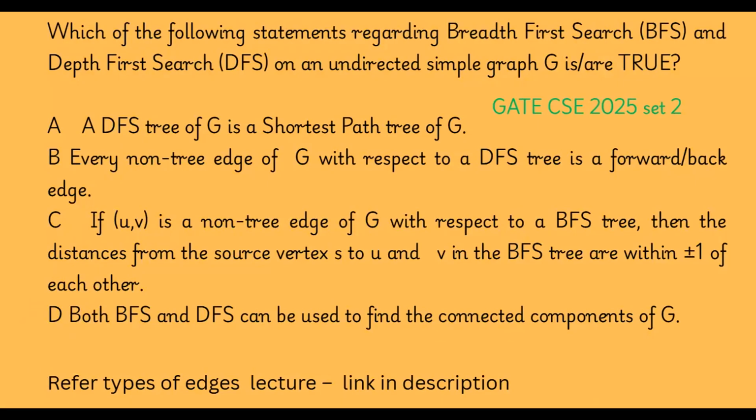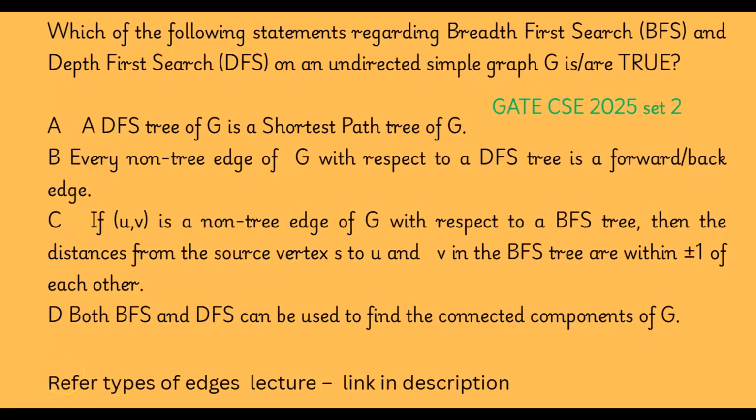Option B: every non-tree edge of G with respect to a DFS tree is a forward or back edge. This option B is true. This you can understand from the previous lecture, that is types of edges. The lecture link is available in the description. So option B is true.